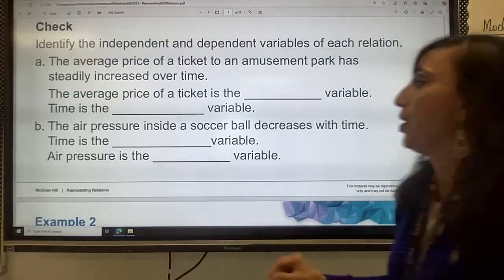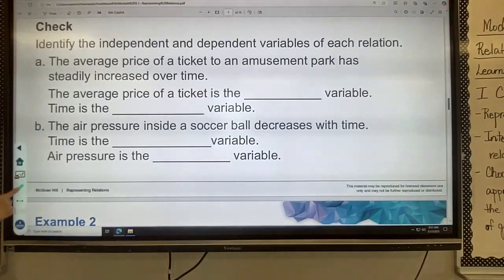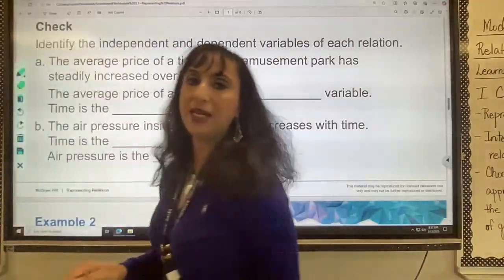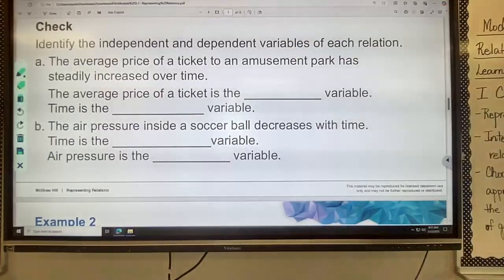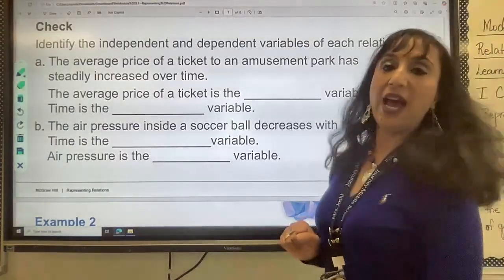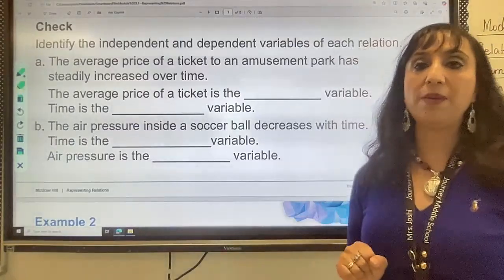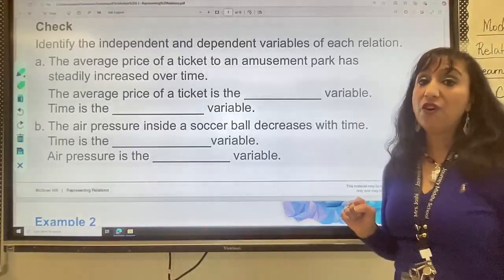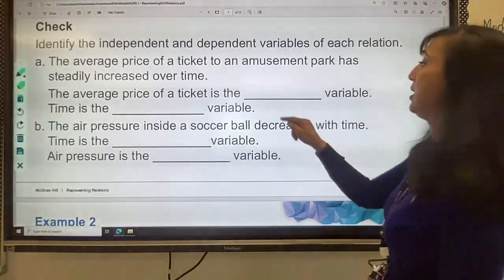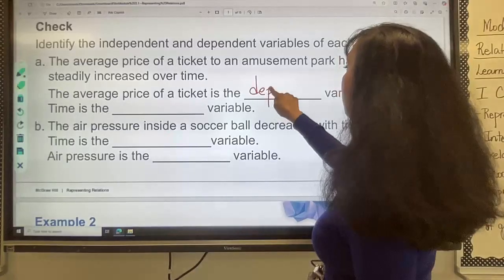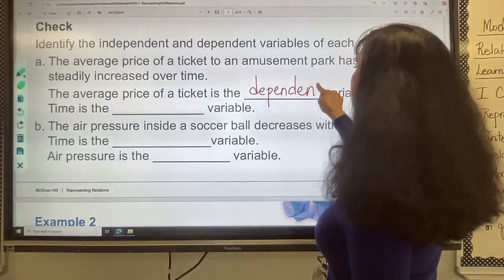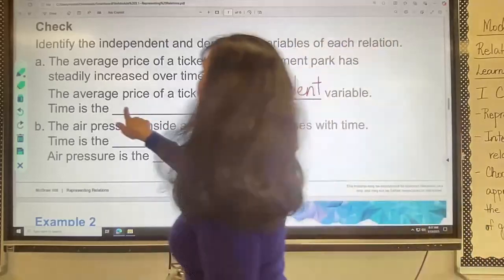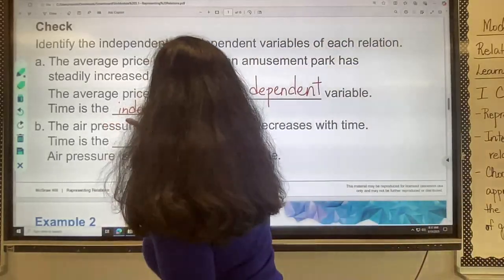Okay, so we are looking at this and we are identifying the independent and the dependent variables of each relation. Okay, the average price of a ticket to an amusement park has steadily increased over time. So the average price of a ticket is the dependent variable. It's the dependent variable because it depends on the time. Time is always the, what did I say? Independent variable. So time is the independent variable.